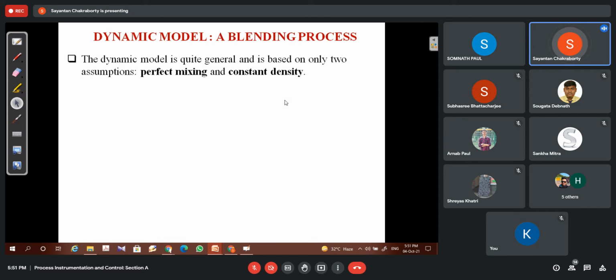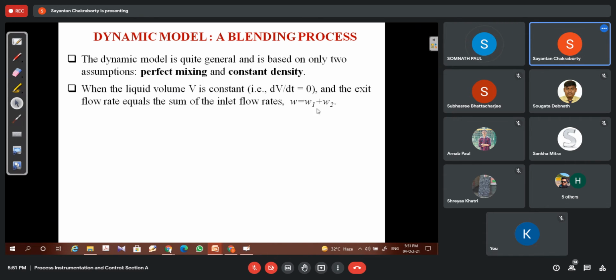Now, this derivation is based on the constant density assumption and the assumption of perfect mixing, right? But when this volume V is constant, V can be made constant in three different ways. Then we can have W equal to W1 plus W2, that is, the summation of inflow rates is equal to the outflow rate. So this is true under these three situations.